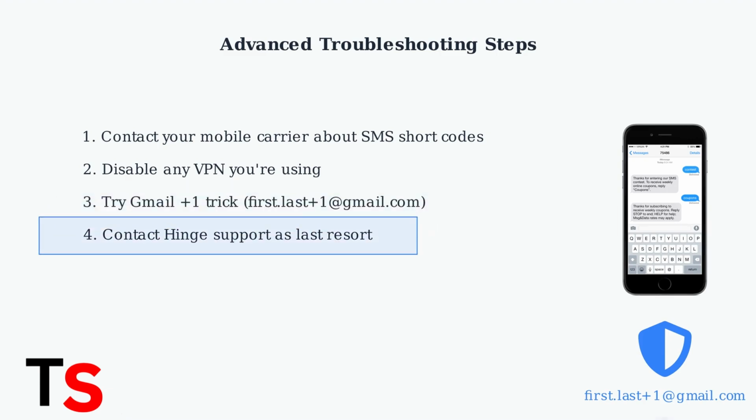Finally, if nothing else works, contact Hinge support directly through the app or website. They can investigate account-specific issues that automated systems can't resolve. Now let's look at what the future holds for dating app verification and alternative solutions you can try today.